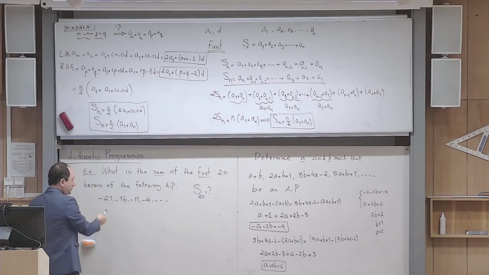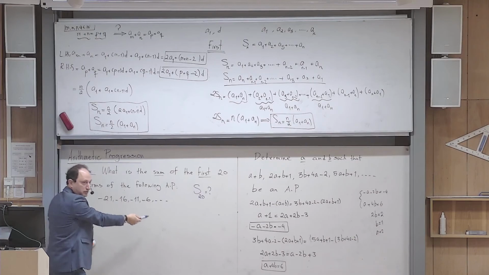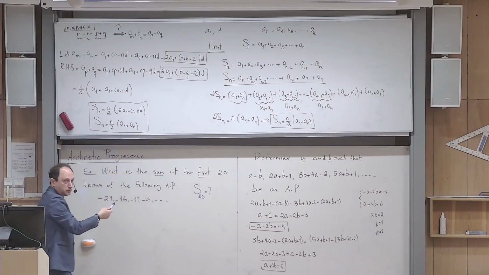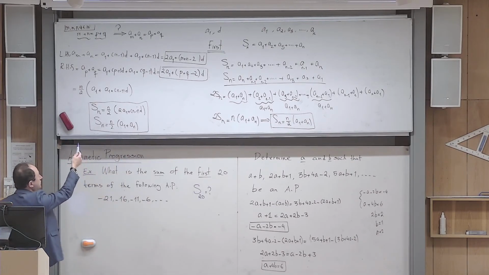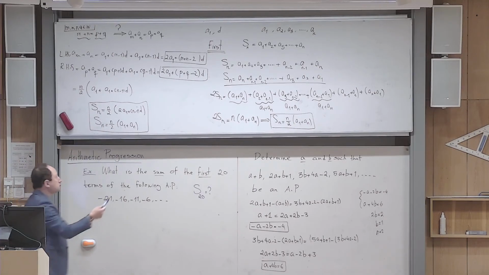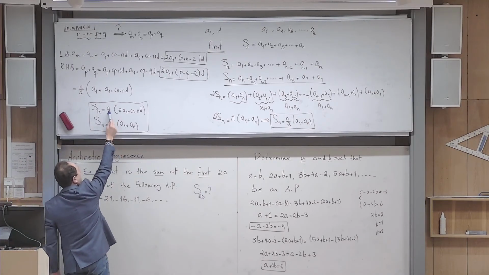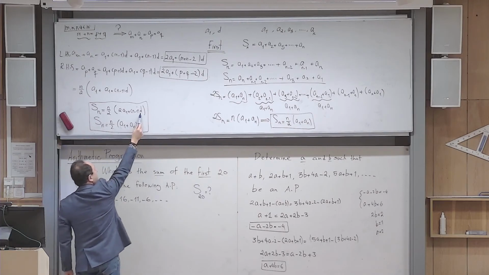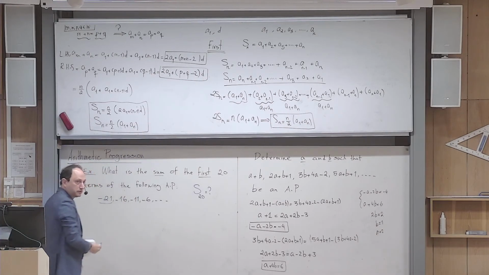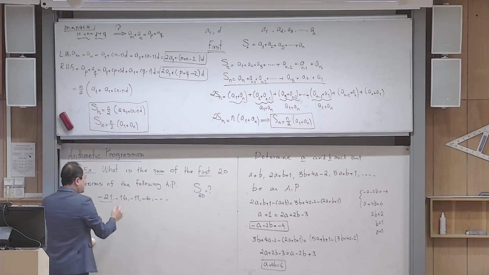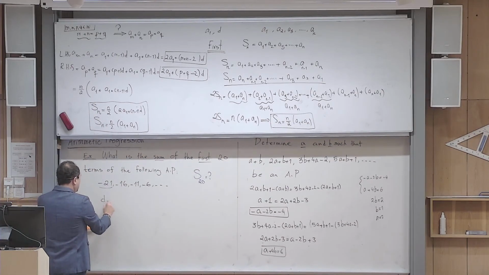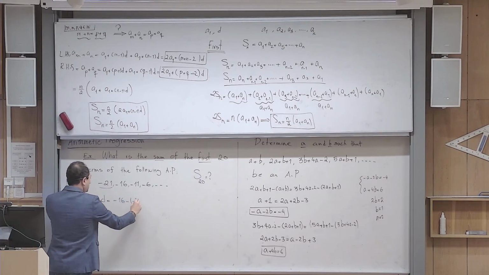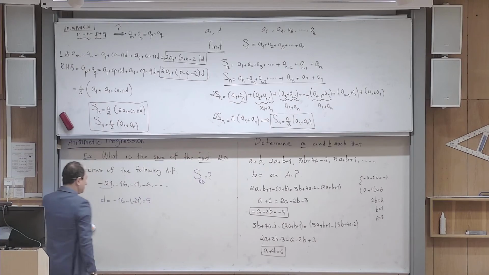Of course, it is possible. If you are patient, you can calculate a20 first and then use the second one. But it would be better if I just directly use the first one, because the first one depends on n, depends on a1 that I have, and depends on d. Of course, finding d is very simple. Yes? Okay, so the first thing that I do is to find d. D is the number minus 16 minus the previous number, which is positive 5.